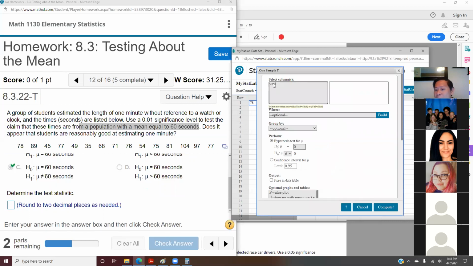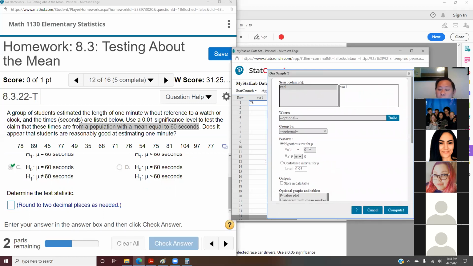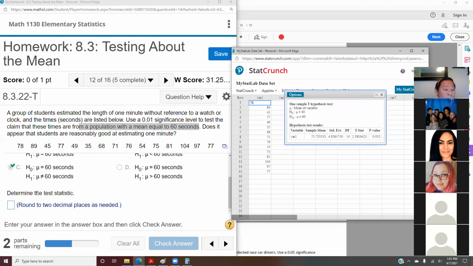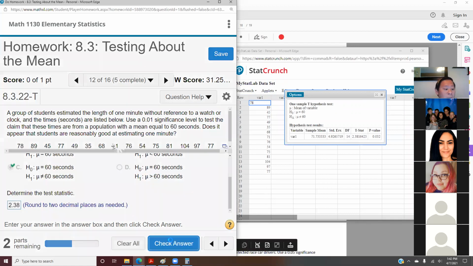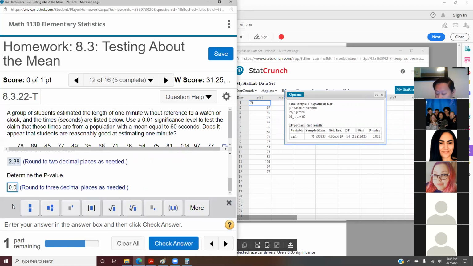Make sure you highlight Var1, which is all these numbers you have. I think 60 seconds is the value we are testing for, and you're testing for not equal to 60 seconds. These are the ones you have changed. Make sure you select it and hit compute. Again, the last two numbers are the ones you're looking for. The test statistic in this case is 2.38 to 2 decimal places, and your p-value is the last number, 0.032.